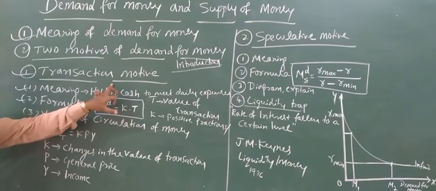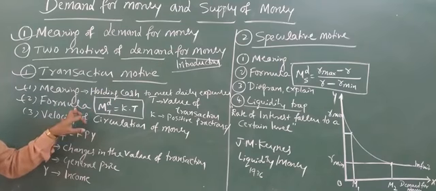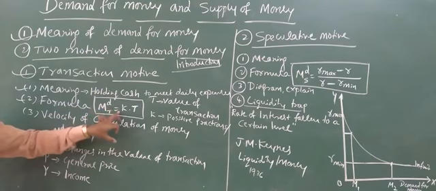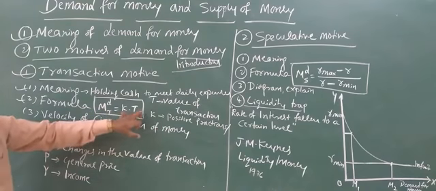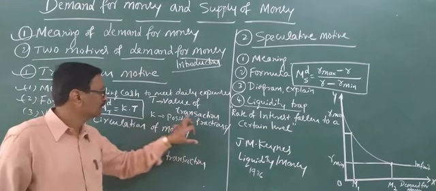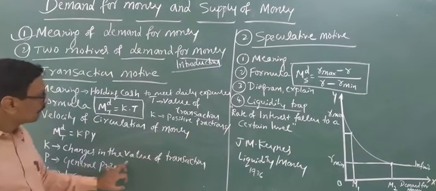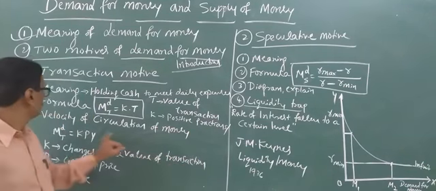Day-to-day expenditure created by the people in the real society can be explained with the help of the formula M^d = kT. T is the value of transaction, and k is the positive fraction or change in the value of transaction.